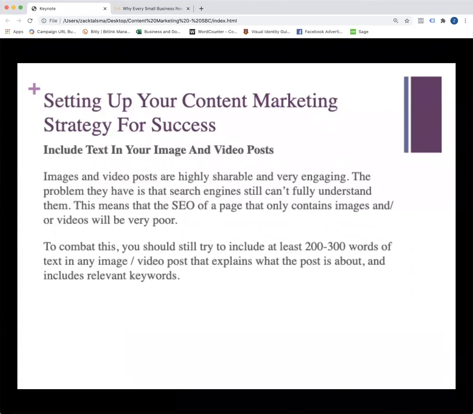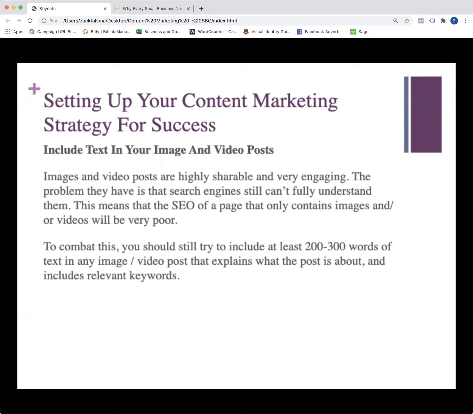You're also going to want to include text with your image and video posts. So you've just come up with this 30-second, minute-long video or this really great infographic. As you put them on the website, the content itself is still good. People will still view it, but the SEO of it will struggle because computers can't understand images and video as well as they can text. So in order to combat that, you need to add some sort of text so that search engines can better understand what that video or what that infographic is about.